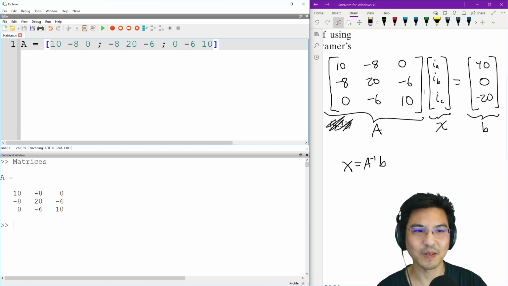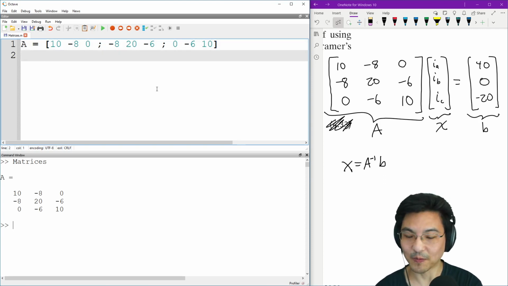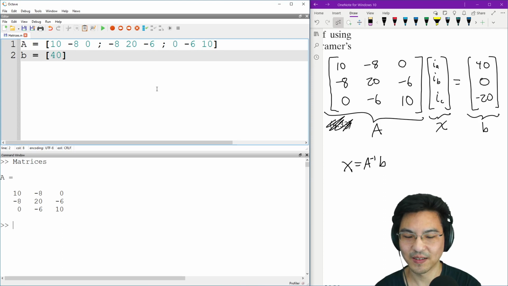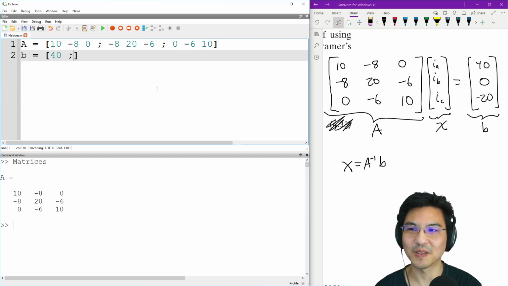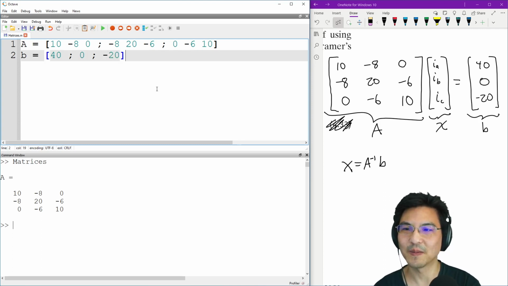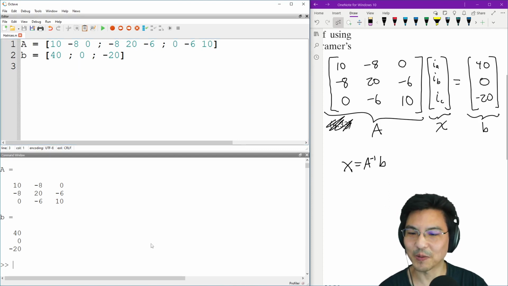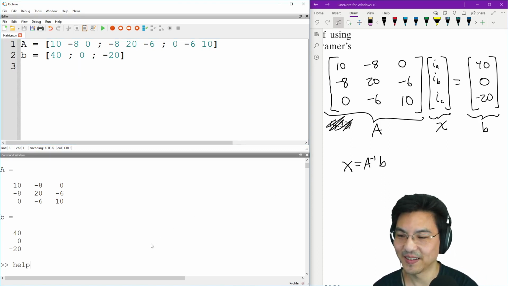It looks like this. Okay, now let me type out vector b. B equals square brackets. So first row, 40. Now we already have to go to the next row. So semicolon, 0, semicolon to go to the third row, negative 20. Okay, so there's vector b. Now we want to do the inverse of A times b. How do we do that? Let's ask.